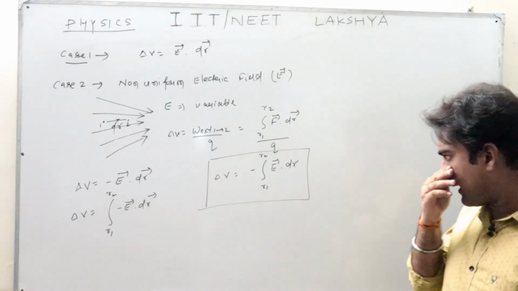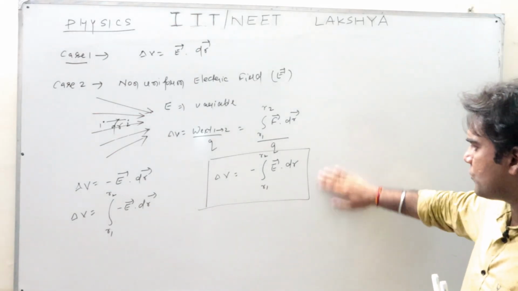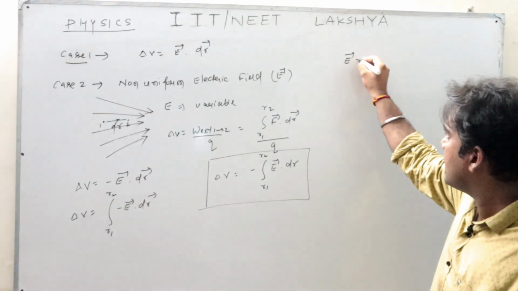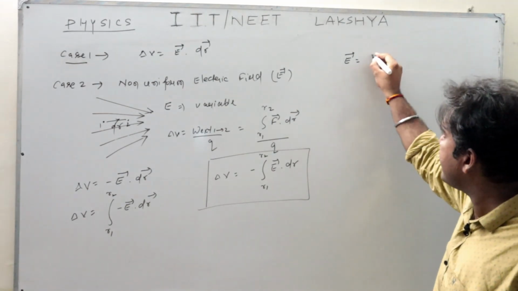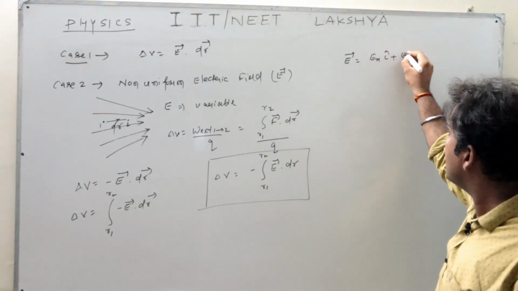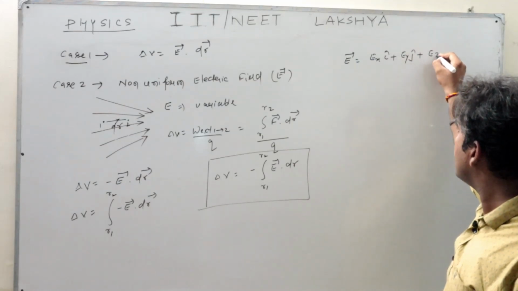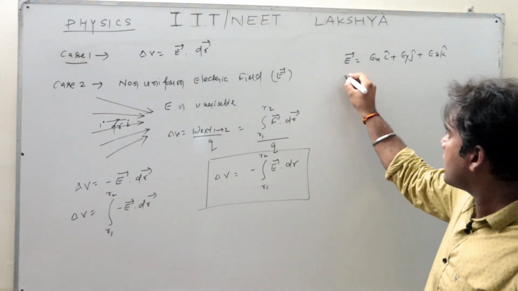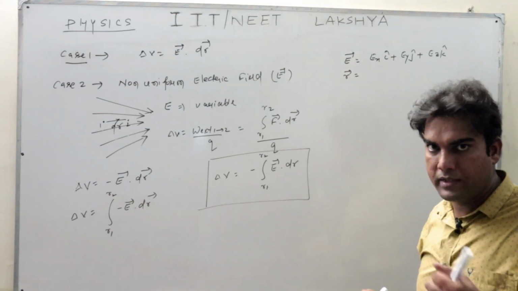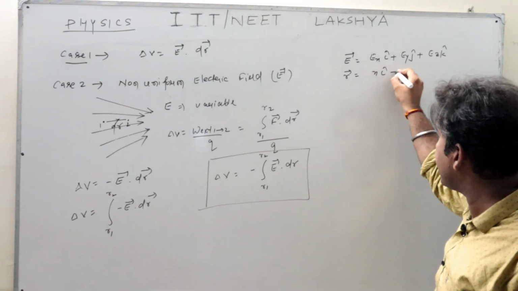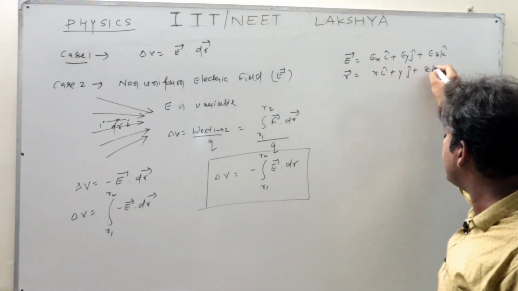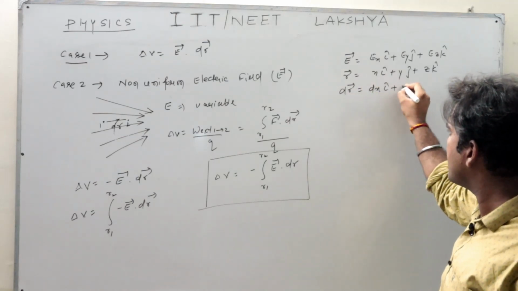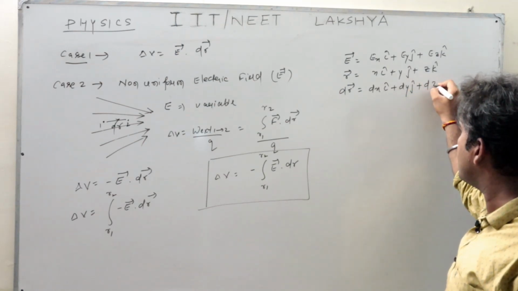And I can write one more thing here. Basically, the electric field E is a vector quantity. So we can write it like this: Ex i cap plus Ey j cap plus Ez k cap. And your r vector, you should know from your physics vectors, is nothing but x i cap plus y j cap plus z k cap. So what is going to be your dr vector? Dr vector will be dx i cap plus dy j cap plus dz k cap.